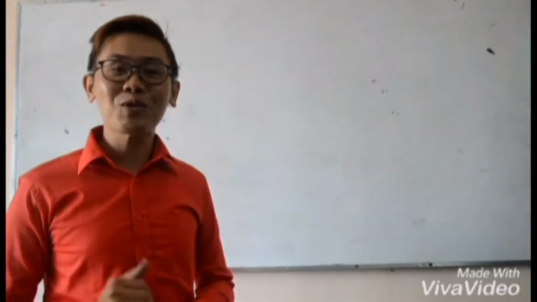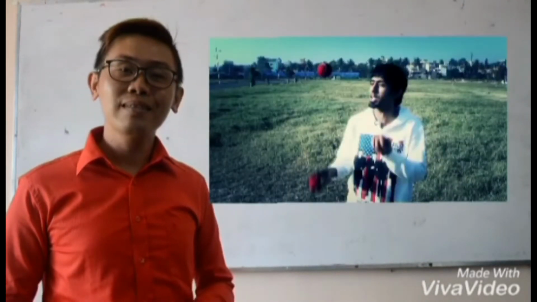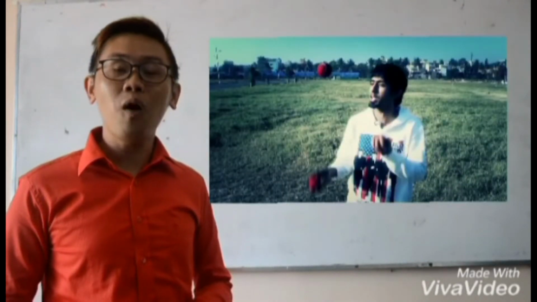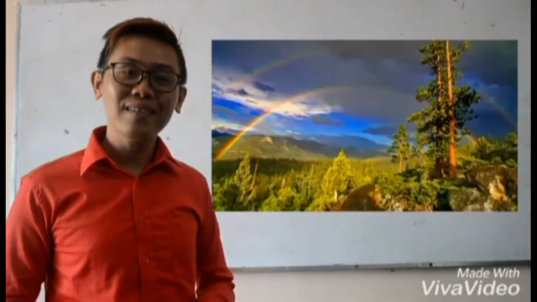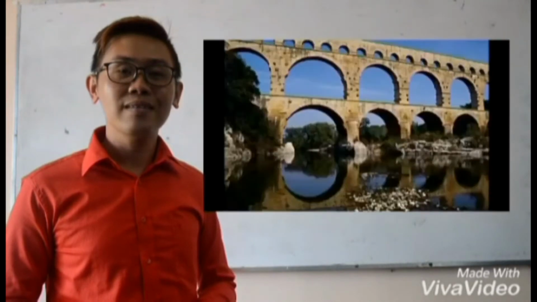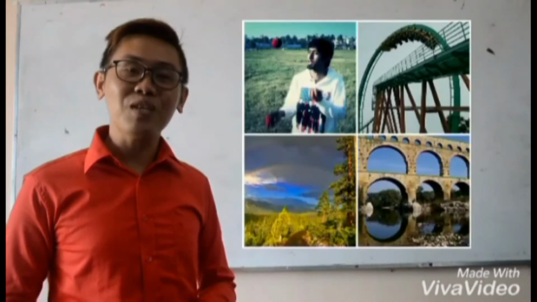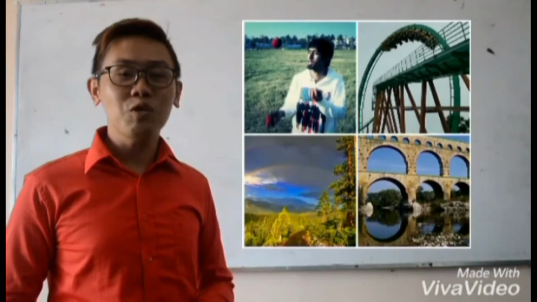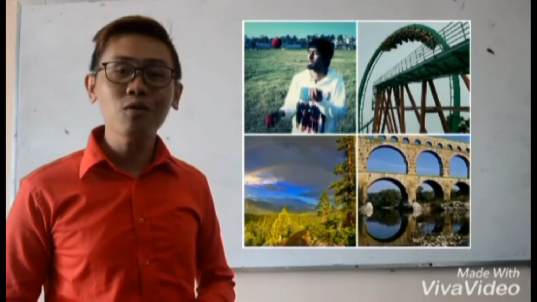Now I am going to show you different pictures. Picture number 1, the boy is playing a ball. Picture number 2, it's a roller coaster. Picture number 3, a rainbow. And the last picture, the bridge. On the given pictures, what did you observe? Do you find any similarities among those pictures?